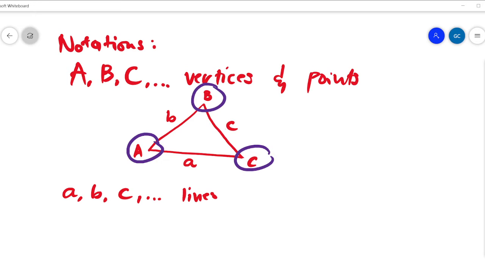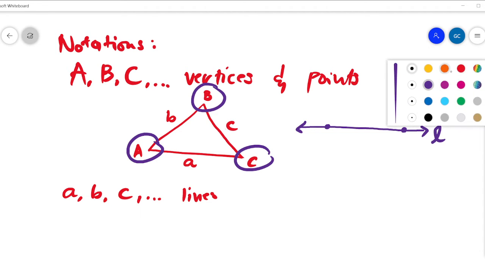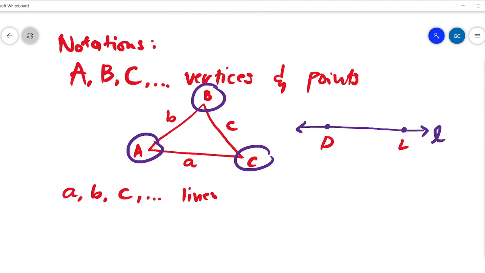It can also be illustrated using, let's say, a line. If we have a line, let's say line L, for a certain point of the line, there can be points here on our line, and to name those points, we need to use capital letters. Let's say we have point D and point E. So that's how we use these notations in geometry.